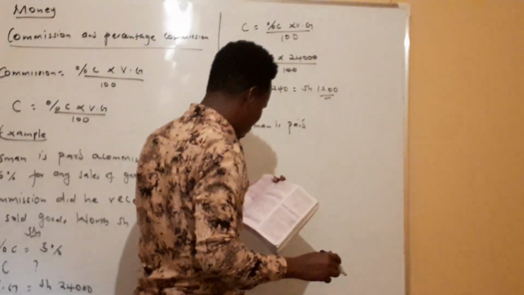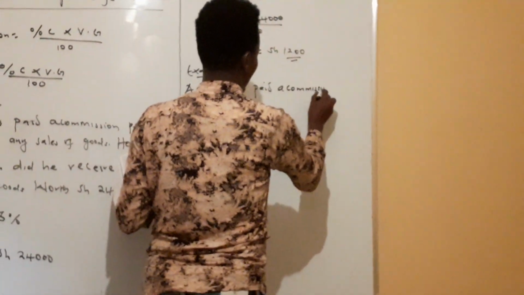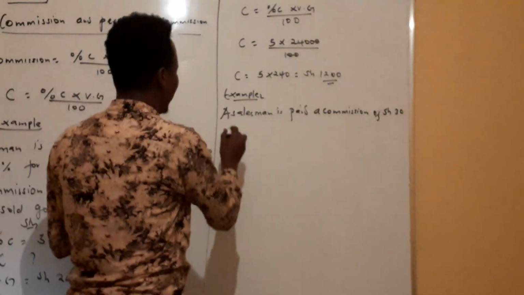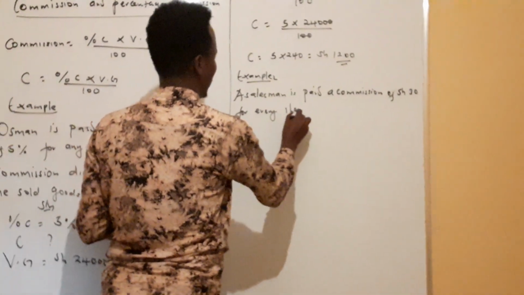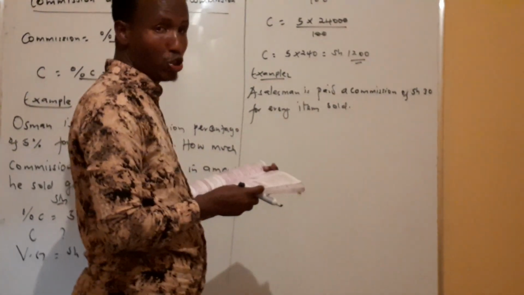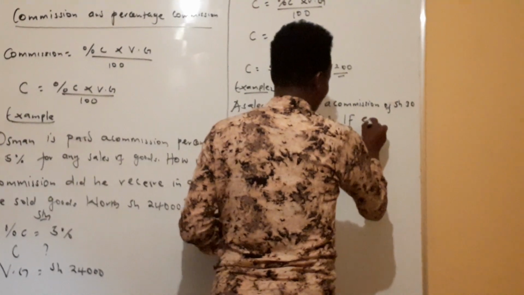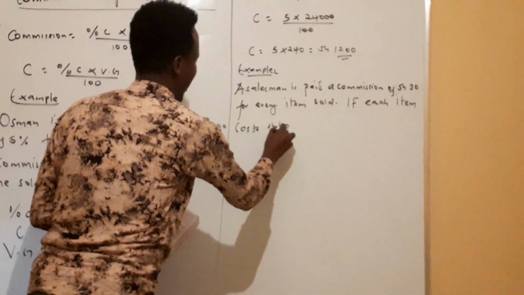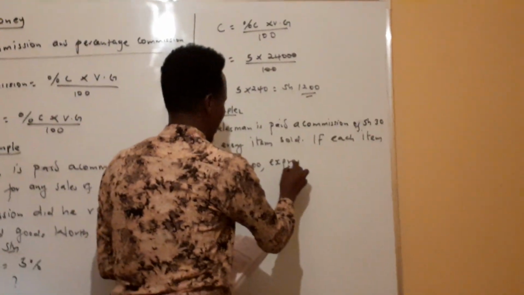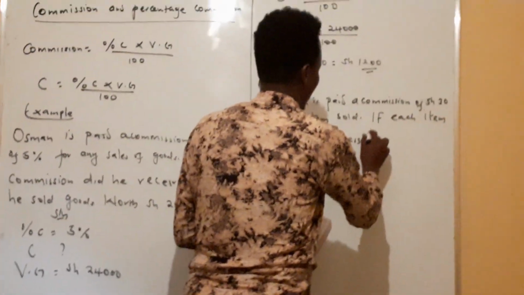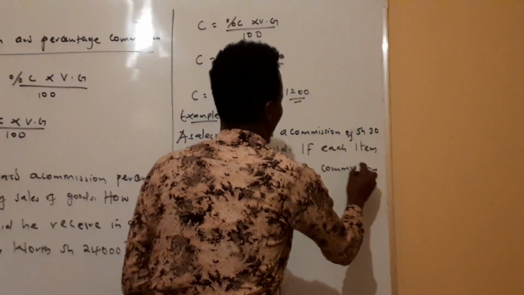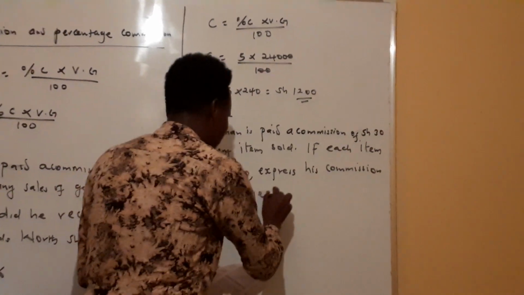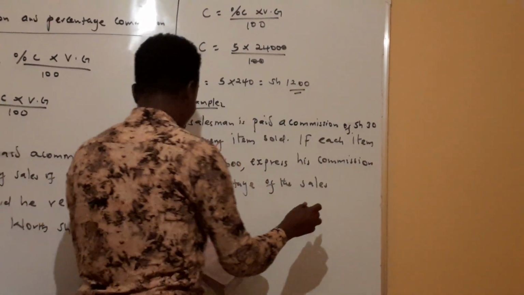is paid a commission of shilling 30 for every item sold. Full stop. That is the commission. You are given the commission. You are told if each item costs 600, express his commission as a percentage of the sales.